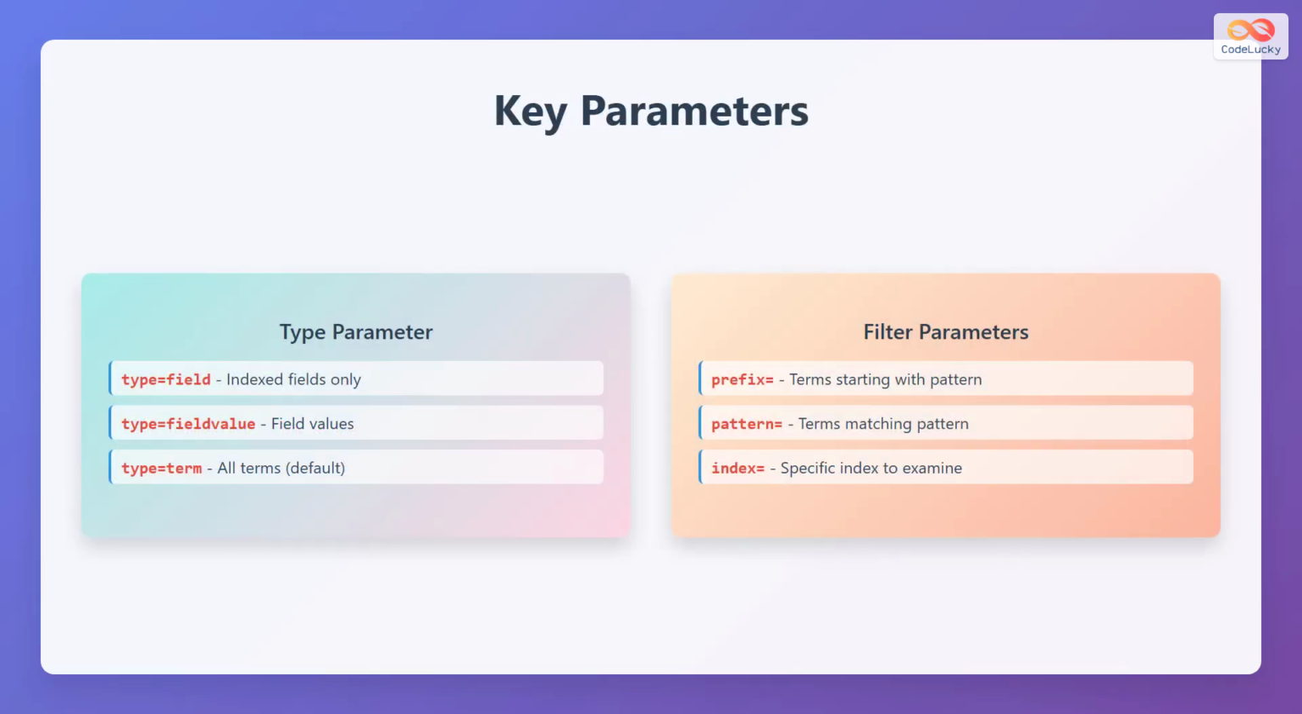The walklex command has several important parameters that control what type of information it returns. The type parameter has three options. Type equals field returns only index fields, type equals fieldvalue returns field values, and type equals term returns all terms, which is the default behavior. For filtering, you can use the prefix parameter to find terms starting with a specific pattern, the pattern parameter to match terms with a particular pattern, and the index parameter to specify which index to examine. These parameters give you fine-grained control over your lexicon analysis.